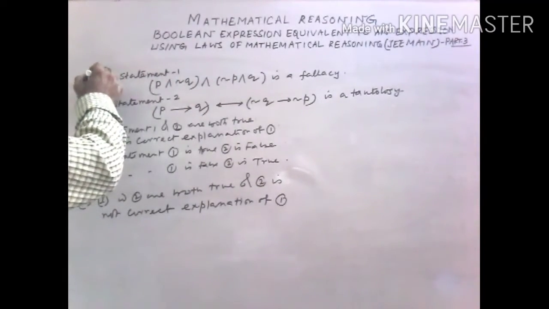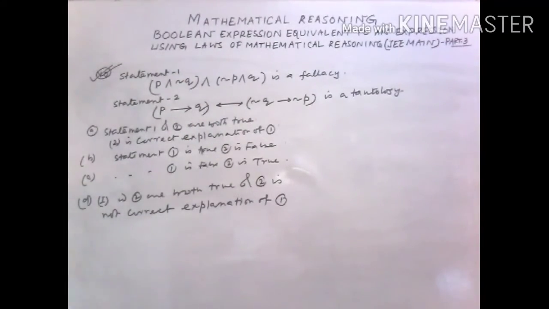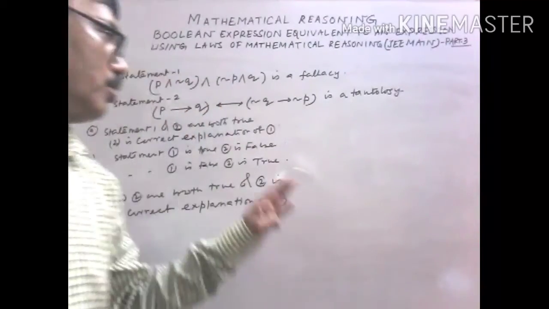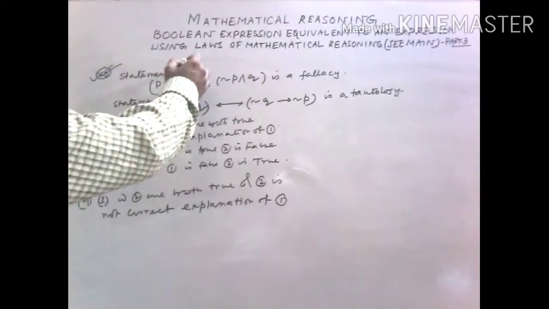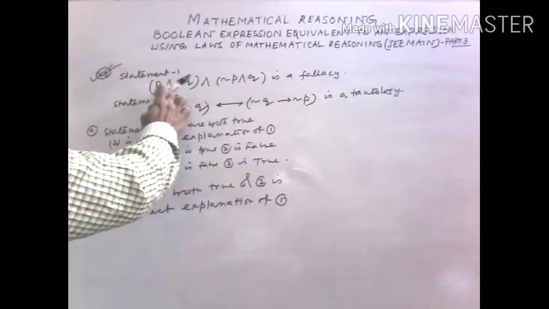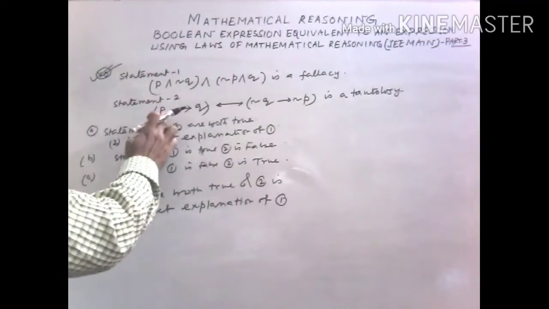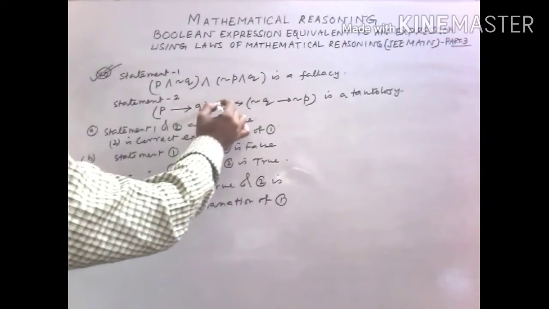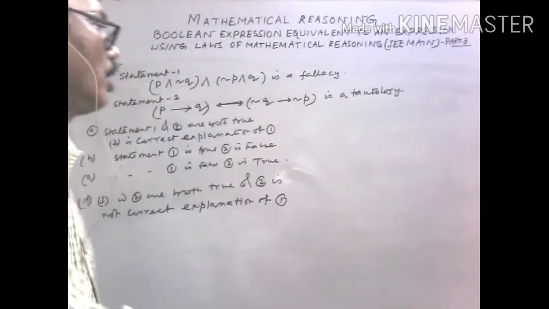Now we consider the last problem, problem number 10. So this is a problem of JEE Main but of the old syllabus. So now the pattern has changed. Statement 1: P intersection negation Q intersection this is a fallacy, and statement 2: P arrow Q biconditional conditional Q, this biconditional is a tautology.